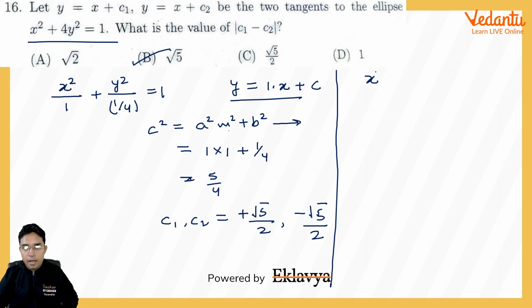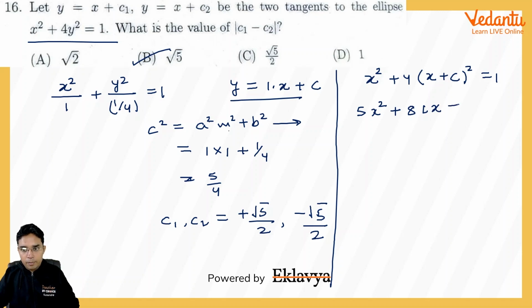We will get x square plus 4 into (x plus c) whole square is equal to 1. Now because this line is the tangent of this ellipse, this quadratic in x should be a perfect square: 5x square plus 8cx plus 4c square minus 1 equal to 0. Now making that D equal to 0 will ensure this quadratic is a perfect square. And from that also you can check, you will be getting c square is equal to 5 by 4.